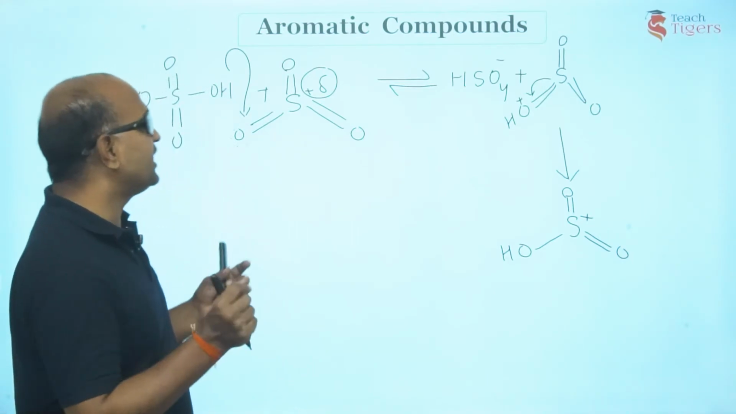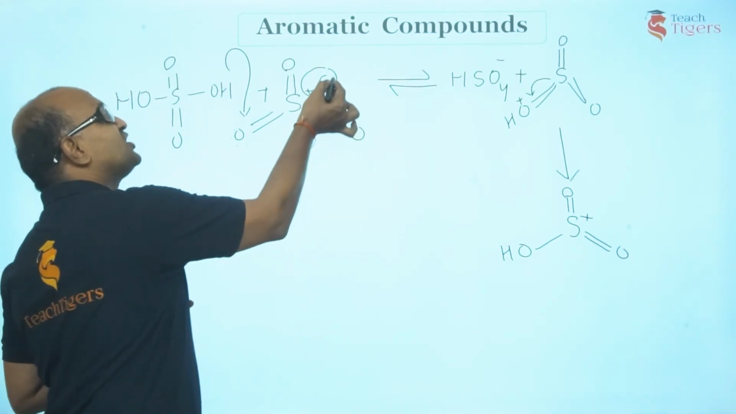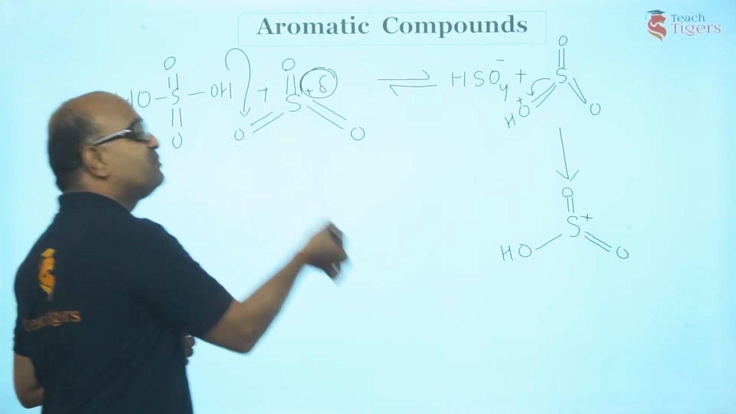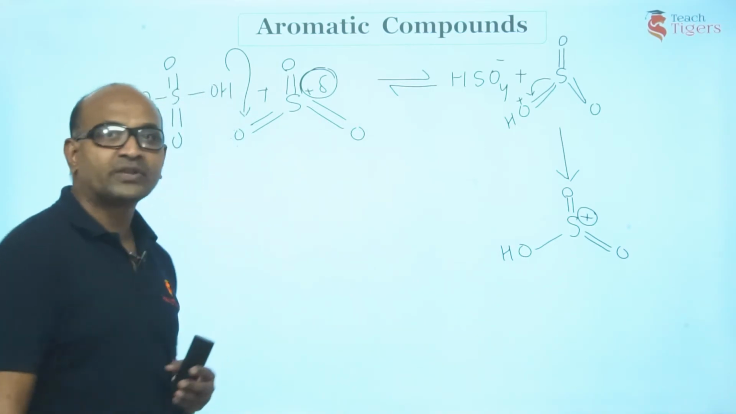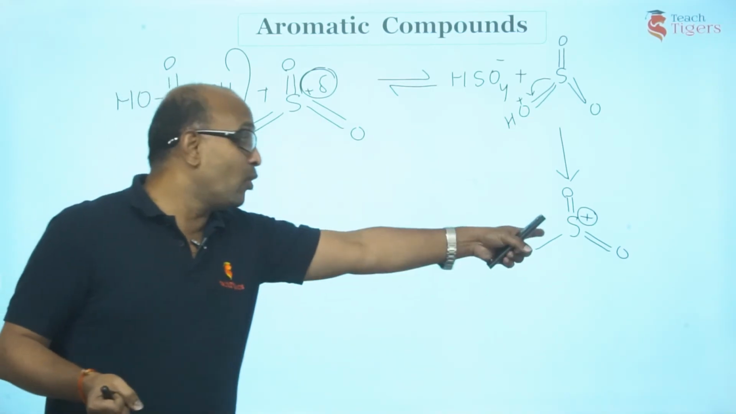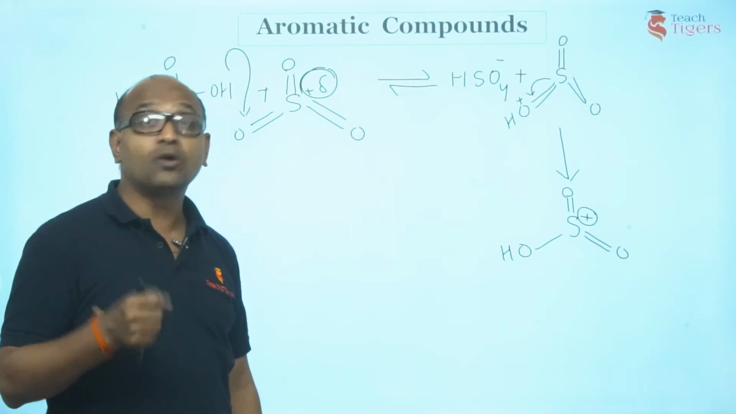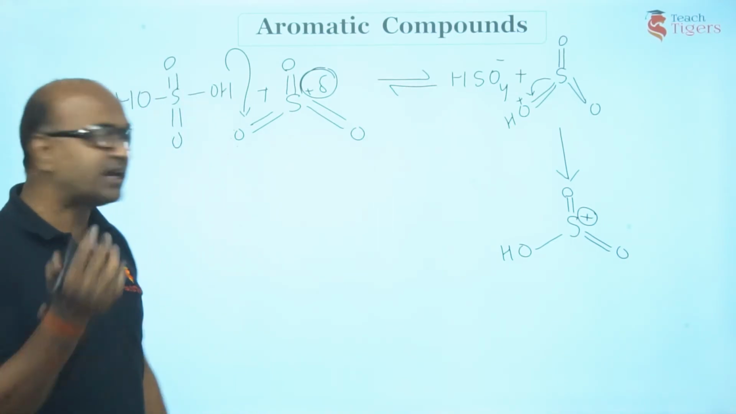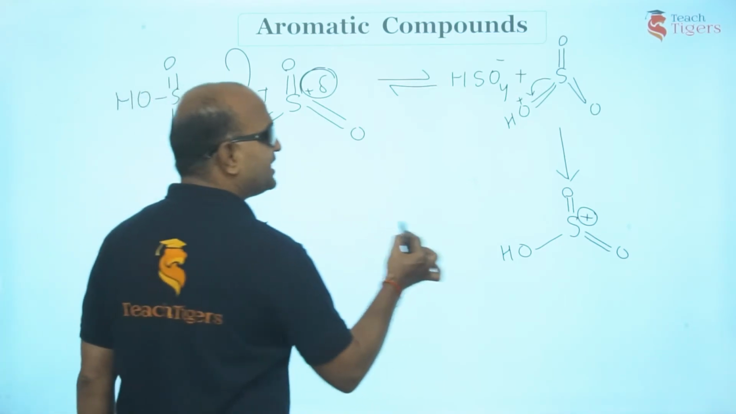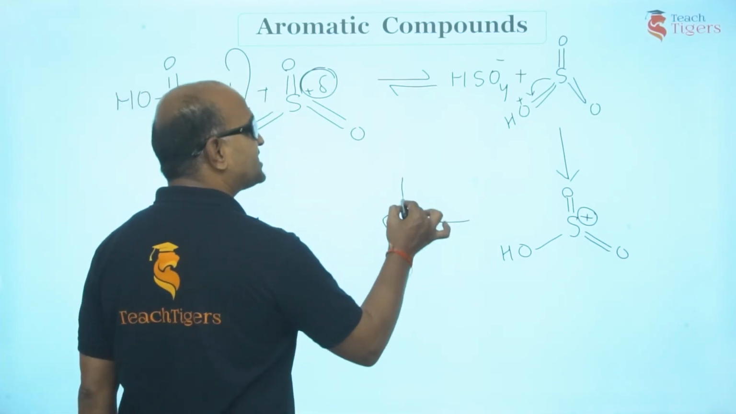So guys, what did I do? The partial positive sulfur has been converted into a complete positive charge on sulfur here. That means sulfur is more electrophilic now. Now what does it do? It attacks the benzene ring now. Am I right? So I'll show you what is happening in the next step. Guys, it attacks the benzene ring.